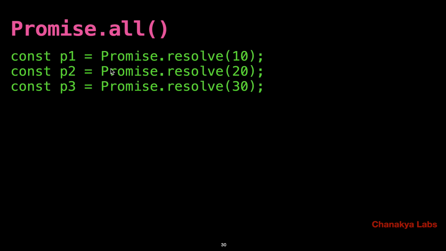Now what if each of them takes some time? Let's say p1 is some fetch API request, some promise, right? Now they will take some time, let's say 1 second. And I have three such requests, then each of them will take 1 second. Then I don't want to wait for the first and then trigger the second if I don't have any dependency.